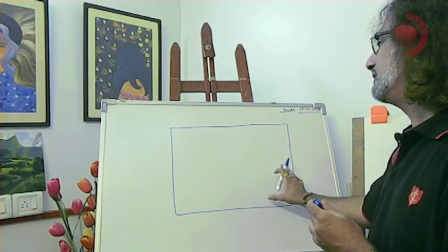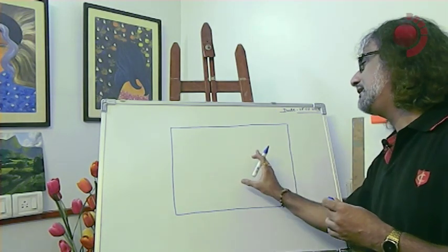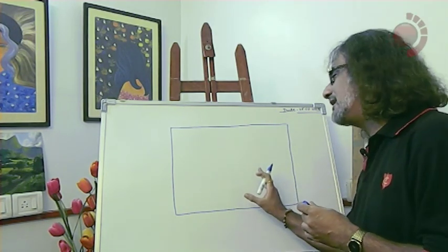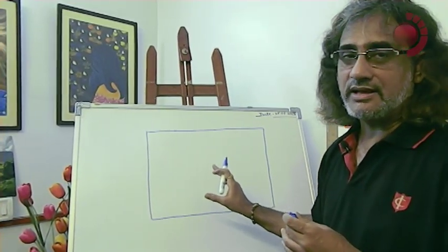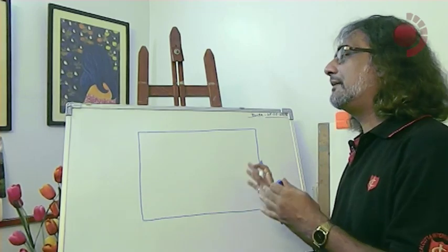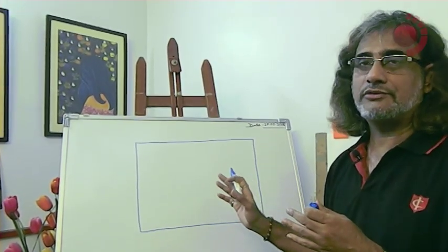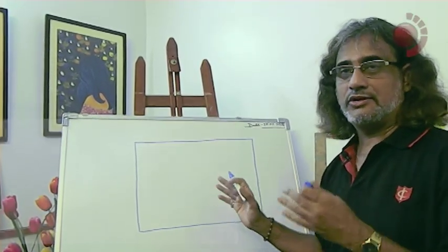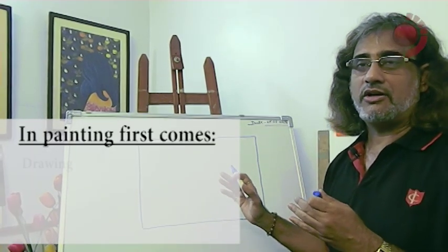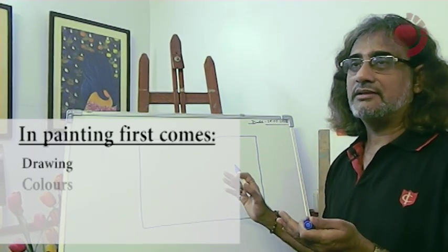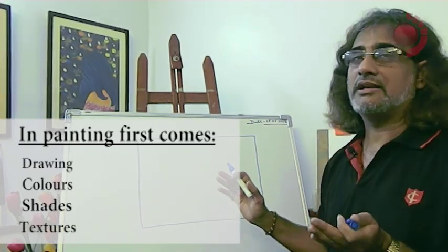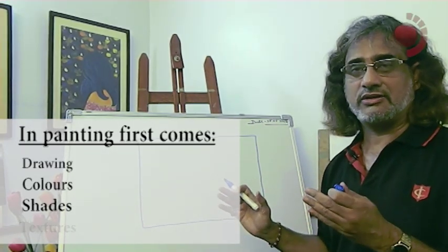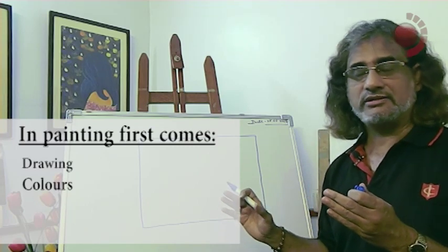This is the space which is going to be used for doing some painting. Before painting, we have to draw it. Drawing is the first part of painting. Then the painting becomes a painting by using colors and different shades and textures. That we will discuss later on.